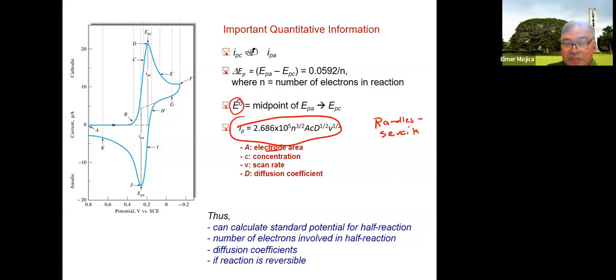Okay, and giving you electrode area, its concentration, scan rate, and diffusion coefficient. So the information that you can get here, if you have a CV, you can calculate the standard potential for the half reaction, the number of electrons involved in the half reaction, the diffusion coefficient, and if the reaction is reversible. So if you see a mirror image, if you can flip them and you could see the same thing, so most likely the reaction that you have there is reversible. Okay, so that's the usefulness.